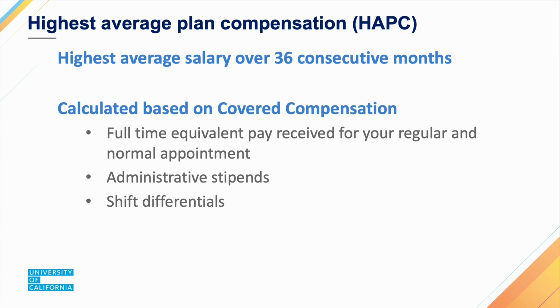Administrative stipends and shift differentials are also included in your HAPC. So in general, your HAPC is your last 36-month period, because as we progress through our career, we tend to make more. However, if there are different periods in your career where your HAPC was higher, then your benefit will be calculated based on the HAPC from that period.